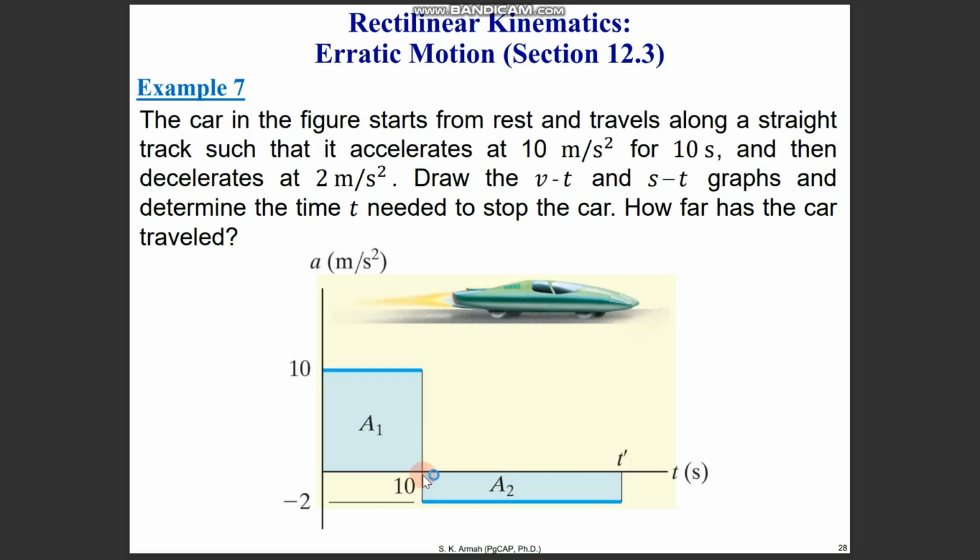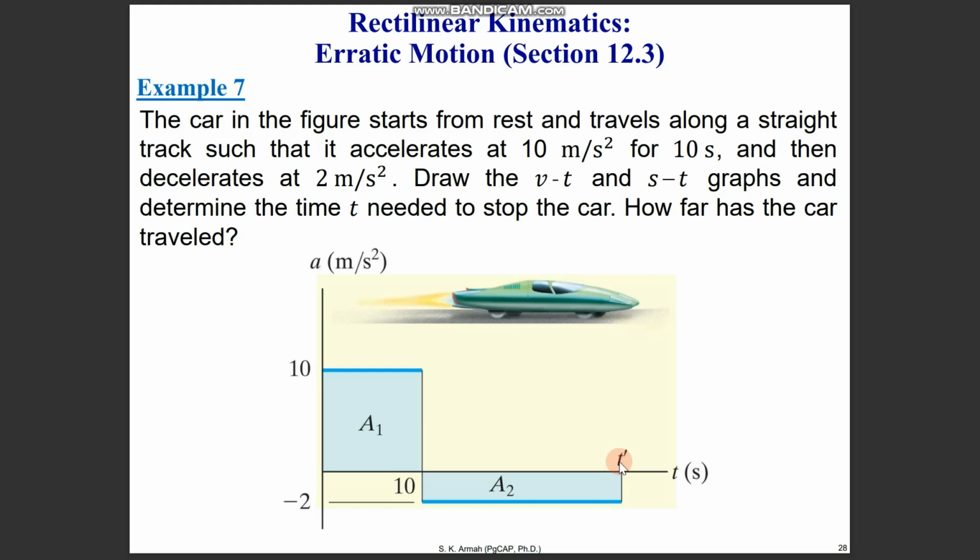At this point, when you draw the velocity-time graph, it will look different, by the way. The final velocity, which is 100 meters per second, will serve as the initial velocity for this other part, the area between 10 seconds and t. So you now state that between 10 seconds and t prime, the acceleration is equal to negative 2. You do the same thing: a is equal to dv over dt, and then negative 2 dt will be equal to dv.